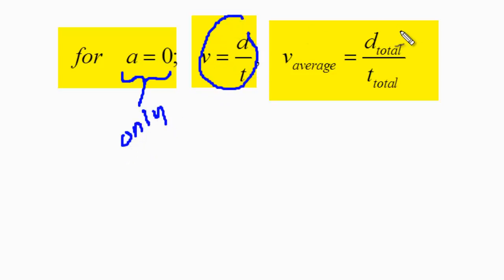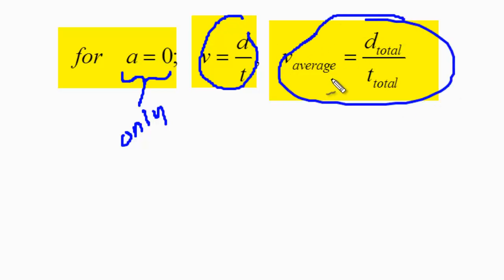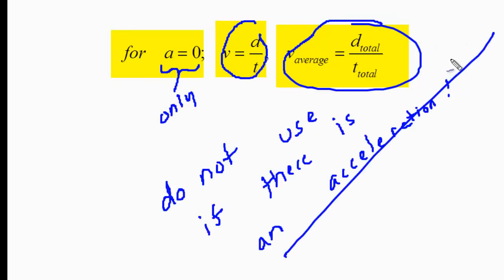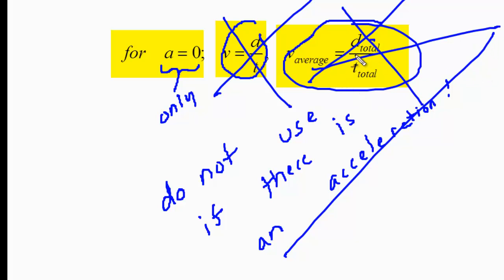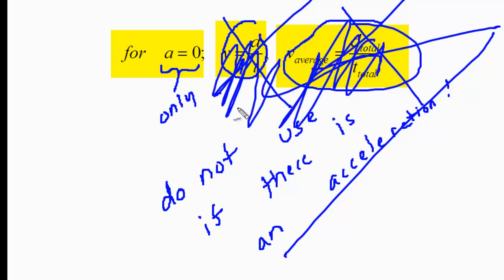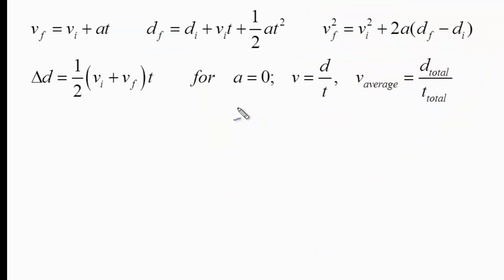These are special cases. They only work if a equals 0. Do not use them when there is an acceleration. Again, do not use this if there is an acceleration. If there's any acceleration, these are bad. Do not use. Cannot work. Otherwise, they're friendly. So there's our kinematic equations. They're really not too bad.